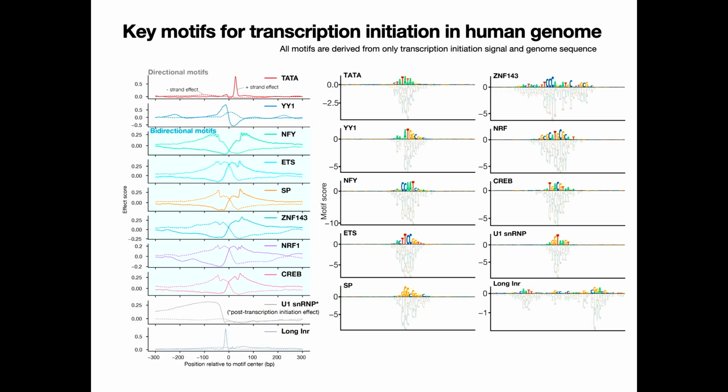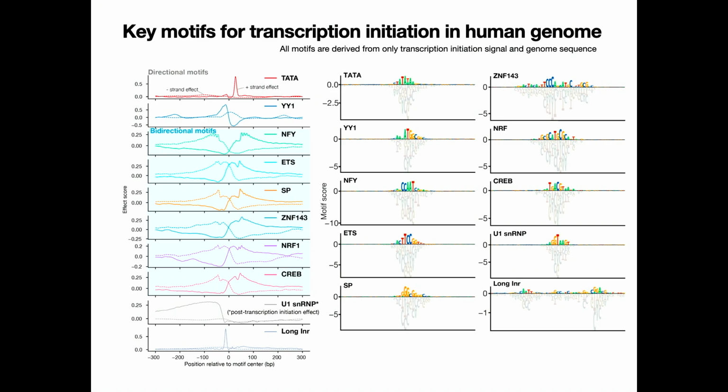But with the exception of Tata, for most of those motifs, it was not known previously whether and how they contribute to transcription initiation, right? Which was captured in the motif effects that are learned here. So those are probably the most key information that has been captured by the model.